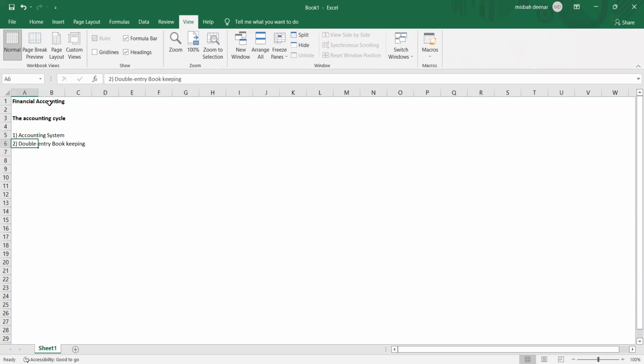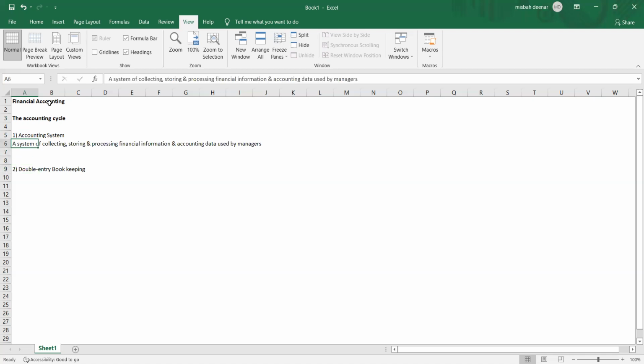So what is the accounting system? The accounting system is a system of collecting, storing, and processing financial information and accounting data used by managers. So this is the definition. The accounting system is used to collect data, store, and then process the financial information, and that data is used by the managers in the business.